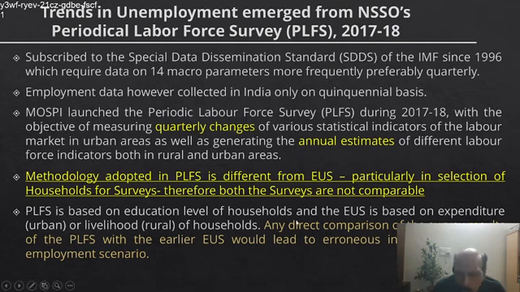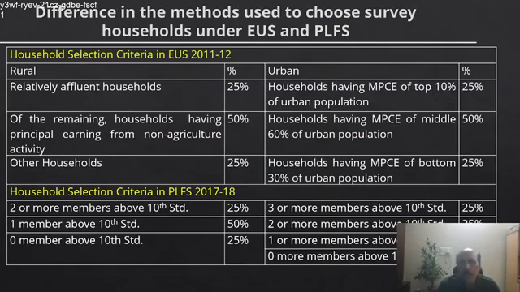But the PLFS system is different from the erstwhile NSSO survey. NSSO was collecting the data based on a sample which used the expenditure pattern of the people in selection of the household. Expenditure pattern or the per capita income of the people was the criteria on which the household was selected, from which the data is collected on their employment or unemployment status. But in the PLFS, we have changed the base. Now we have introduced education as the selection criteria.